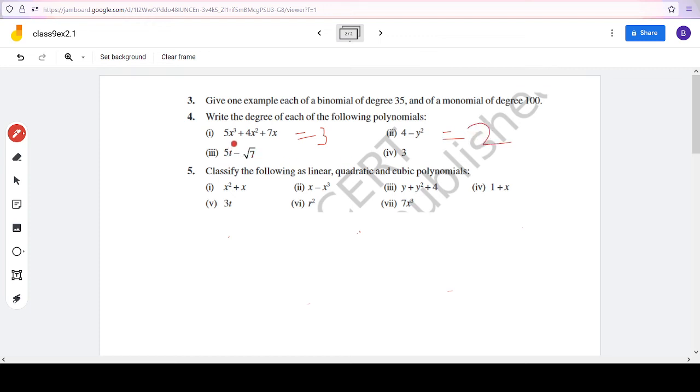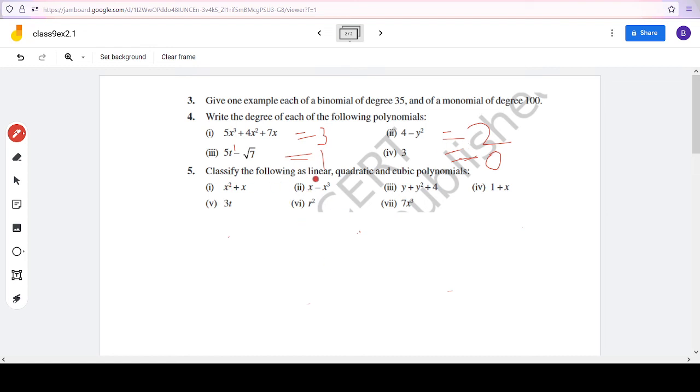And here the power of t is 1. So the degree of the polynomial is 1. Root 7 is a constant, remember. So similarly, if I take 3, then the degree is 0. There is no variable here, so degree is 0. The degree of a constant is always 0. Remember that. We have already discussed the degree of a polynomial before, so I am not going into details.